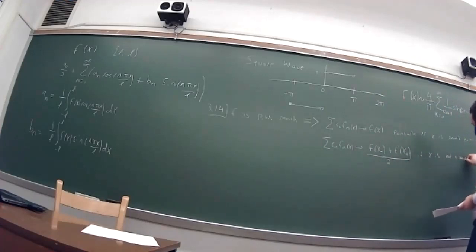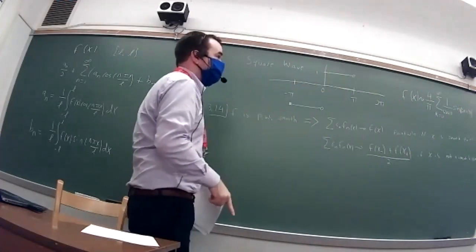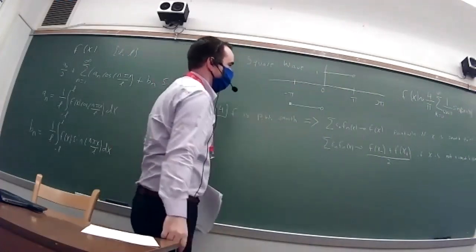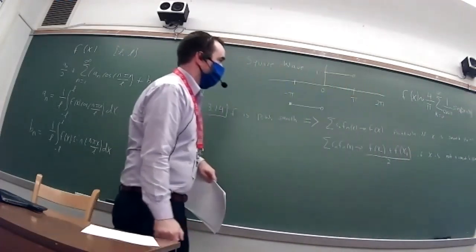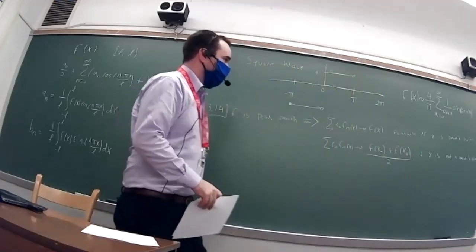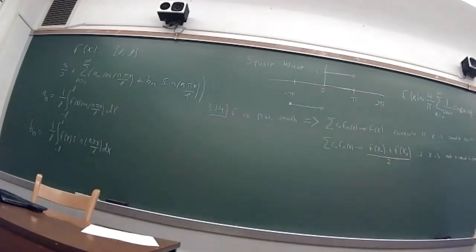Is not smooth. So for a precise statement, which includes the definition of piecewise smooth and the definition of this notation, see my previous lecture or turn to that page in the book. What this means is just the average of the left and right hand limits at that point.